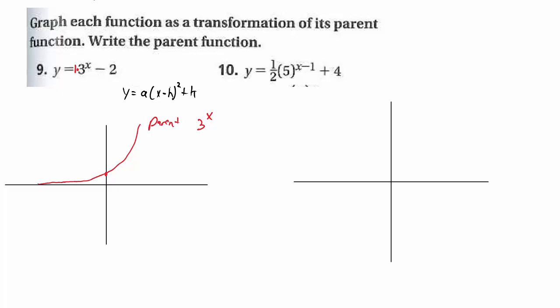So without shifting it down by 2. Now, if you shift it down by 2, 1, 2, the parent function is going to have the same shape, but it's going to be shifted down by 2. So what kind of transformation is this? You should know that this -2 is a vertical shift down by 2 is the most important thing to know.